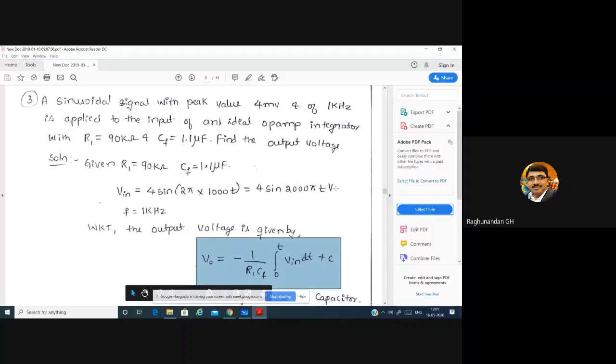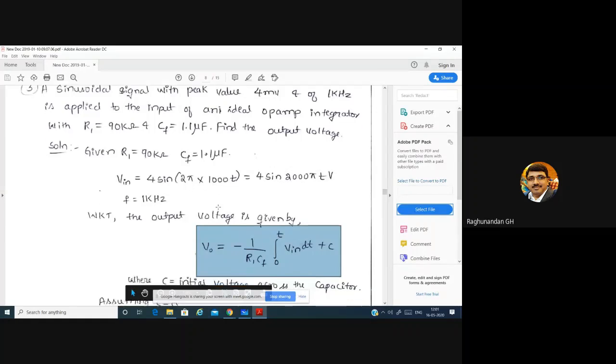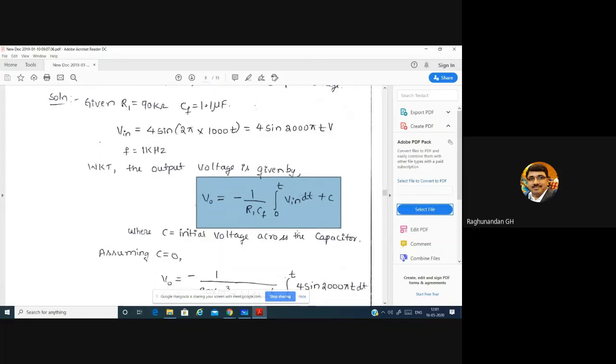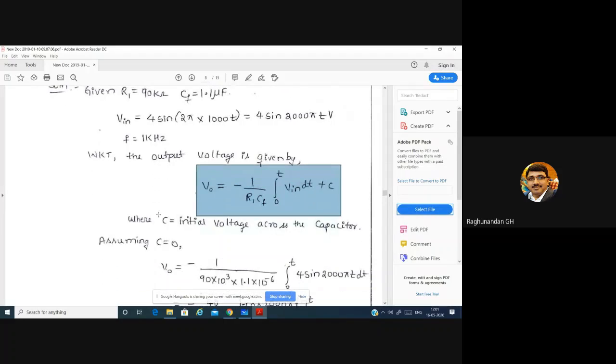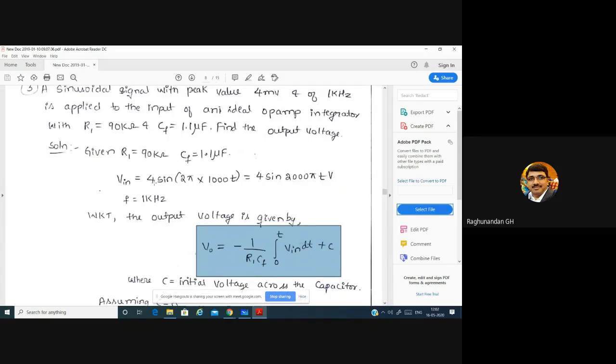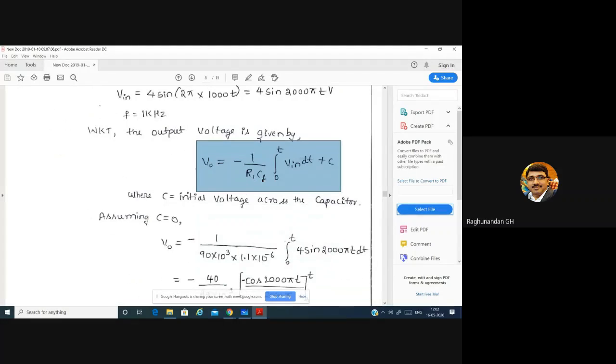Substitute all the things here, whatever we are having, and take that V in here. This is the standard equation we'll write. Now the initial voltage is considered to be 0. Afterwards, the capacitor starts charging, and we have Cf equal to 1.1 microfarad and R equal to 90 kilo ohm. Substitute R1, Cf, and V in, this equation whatever we have got, and substitute it.